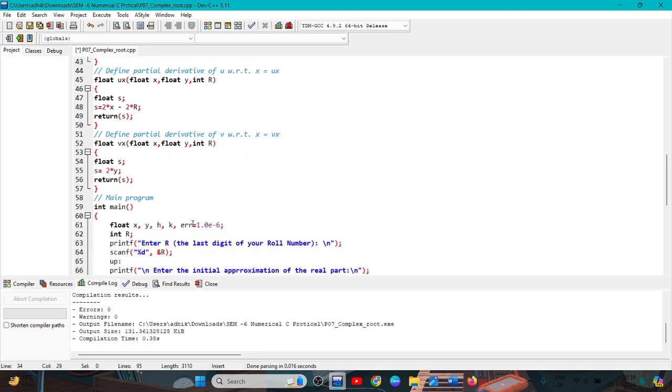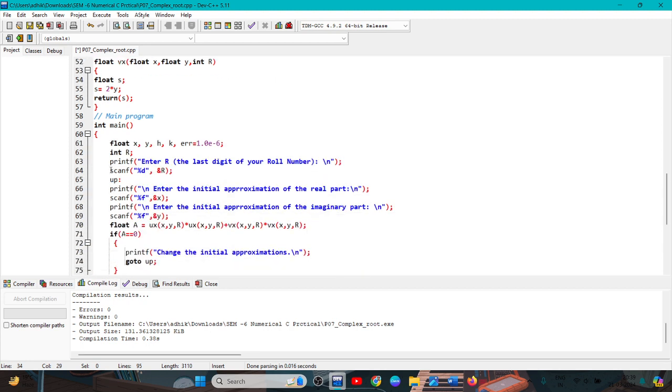Now this is the main program. These are the float variables x, y, h, k, and the error function is 0.000005, and r is the integer variable. Enter the R, the last digit of your roll number. This is the percentage d for R, of colon printf, enter the initial approximation of the real root.